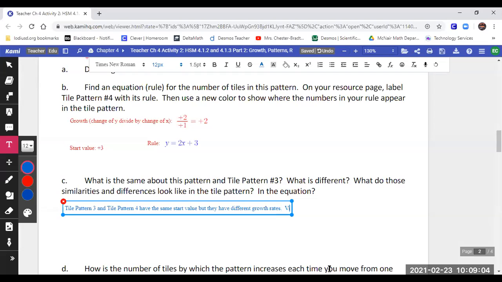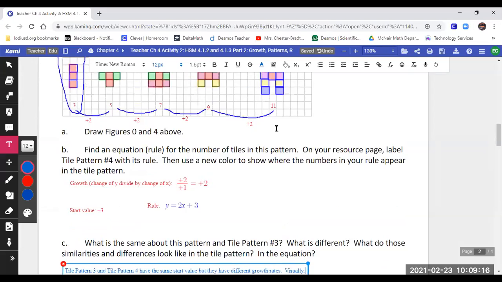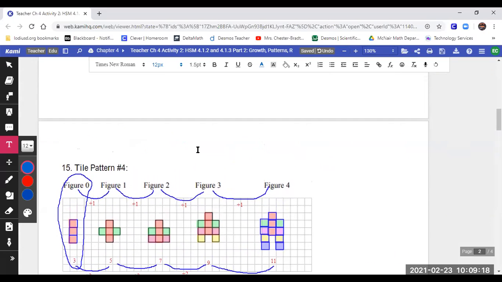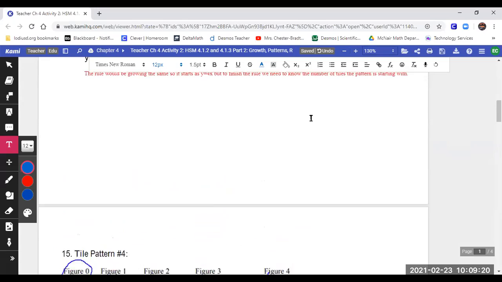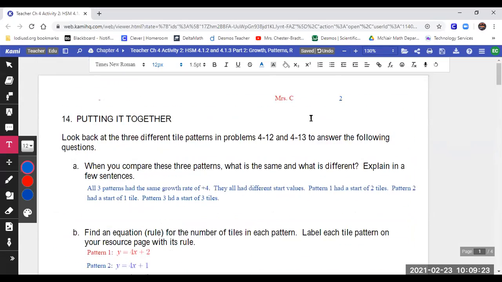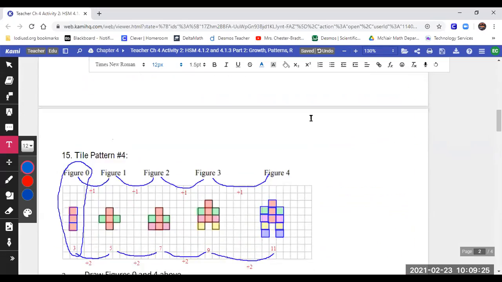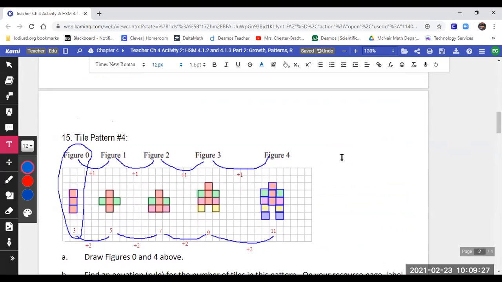Visually, looking at the pattern of tiles. So let's go back and look. Okay, let's see. This has 3, right? Scrolling. Oh, that's right. We didn't do pattern 3 here. We did pattern 3 on yesterday's homework, yesterday's classwork. So yesterday's classwork, let me go get it.